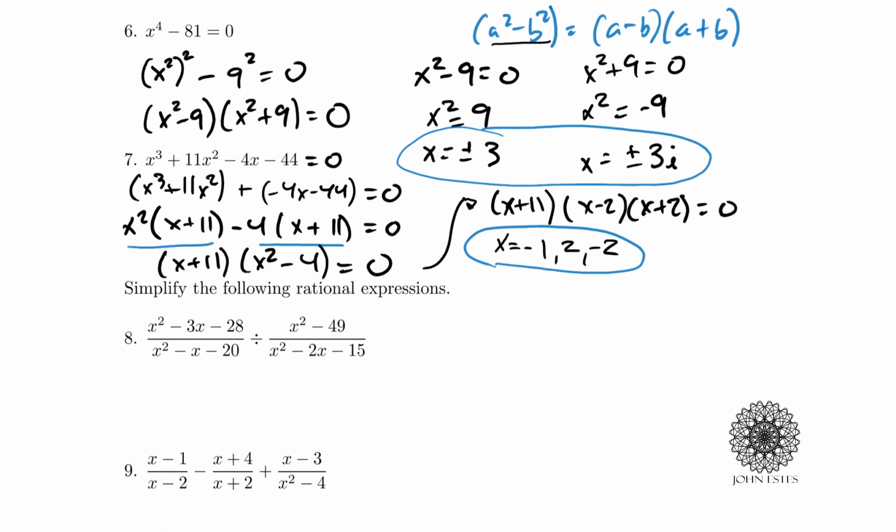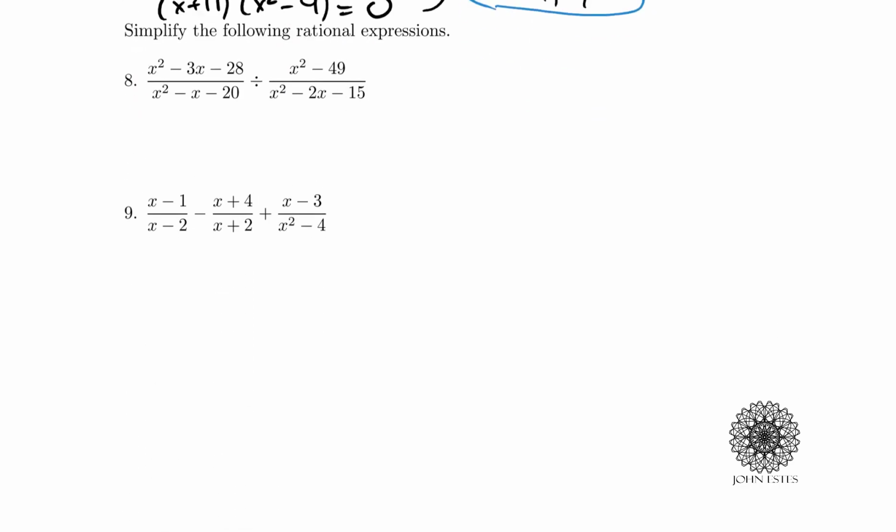Okay, now moving on to rational expressions. In number 8 and 9, I want to simplify the following rational expressions. Okay, so for number 8, it's a division problem. So what you need to do is two things. We need to factor everything. Let's try to do that first.